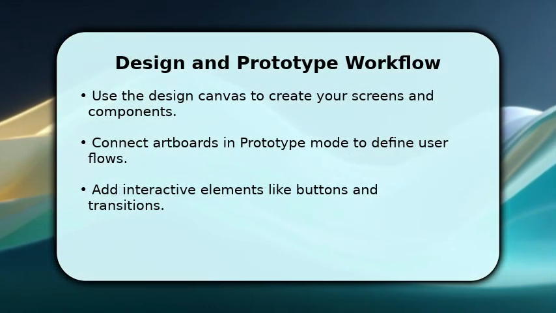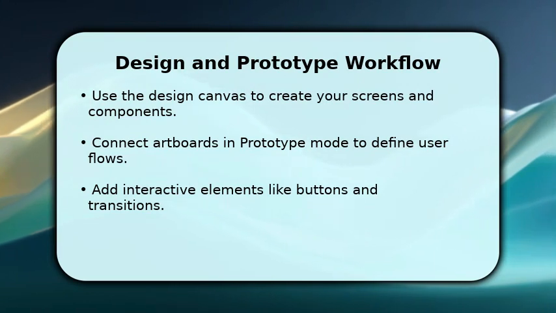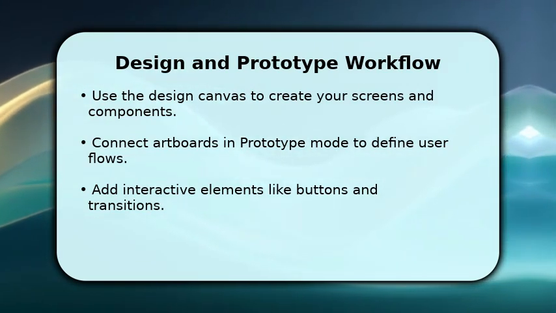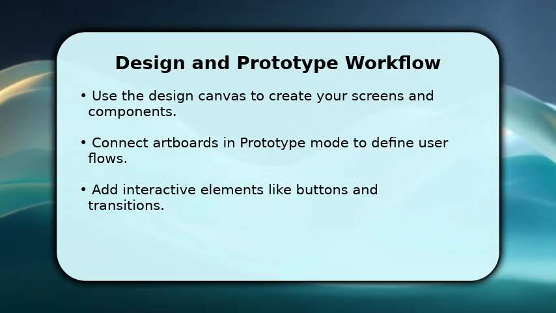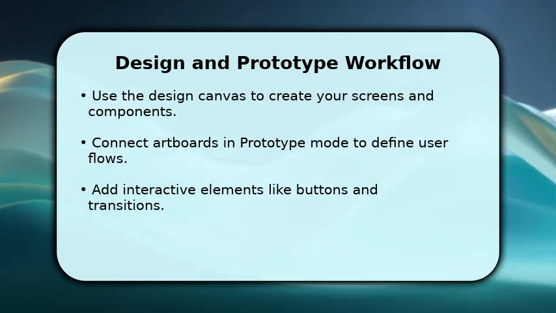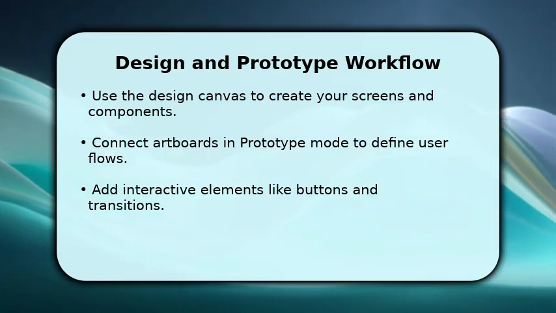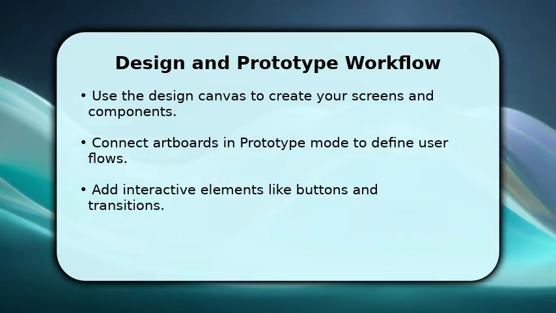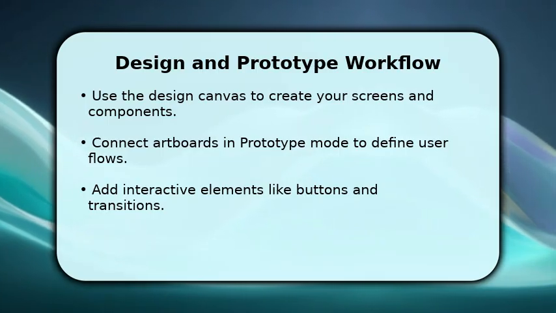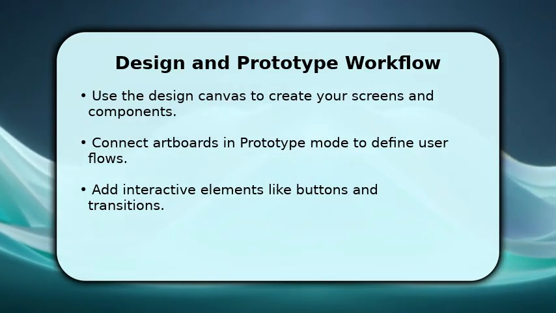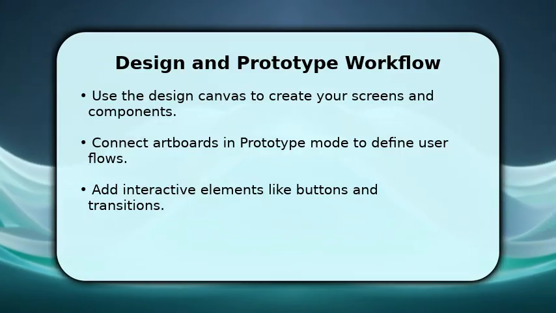Once your design elements are in place, switch to the Prototype tab. Here, you can connect your artboards to simulate user interactions. Simply drag a wire from an element on one artboard to another artboard to create a transition. You can specify the type of transition, like a slide or dissolve, and its duration. Then, click the play button to preview your interactive prototype on your computer or a connected device.